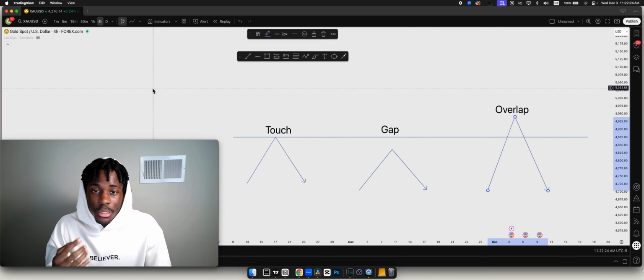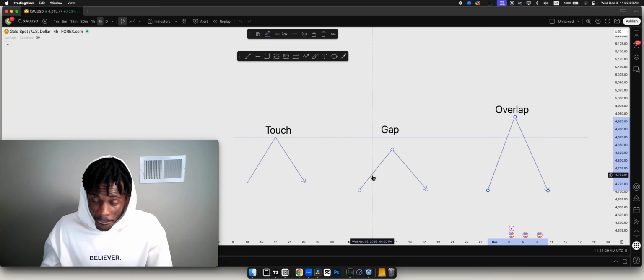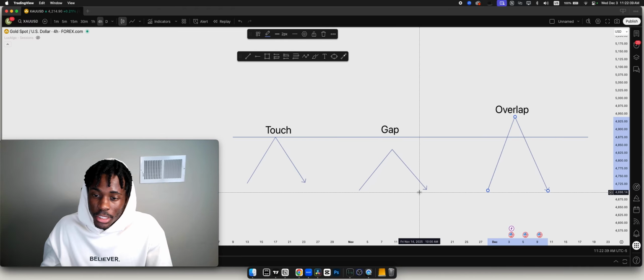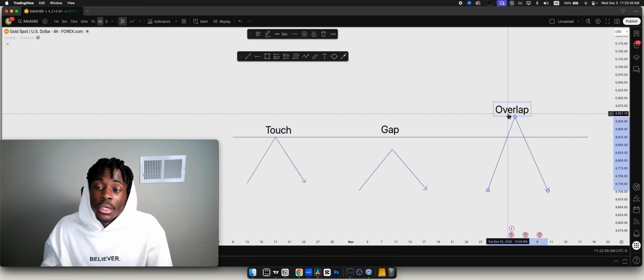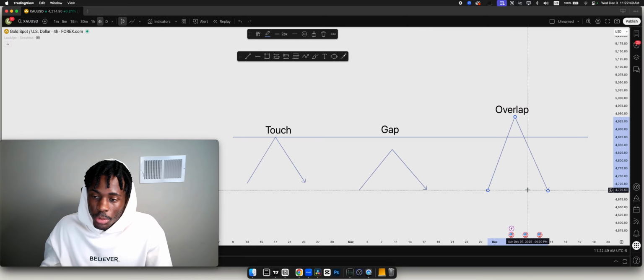You can either see a potential touch, where price will come up to this area and touch it. You have a gap, where price will come up to this area, but it doesn't exactly touch it. Like say you had a line or zone, it doesn't exactly touch it. It gets a little bit close, it gaps it and comes down, and that's still classified as that area being held. And then you have an overlap, where price would break above that area and then come back down below and continue to keep trading back below or above, whether it's support or resistance.